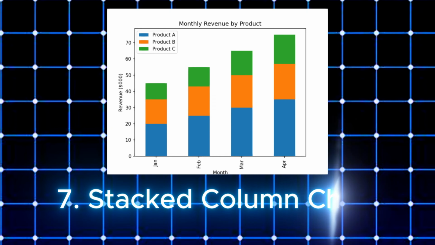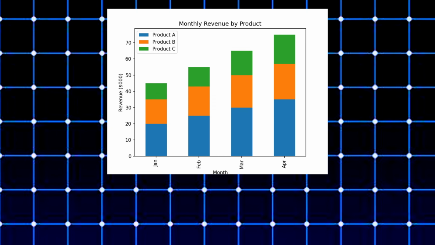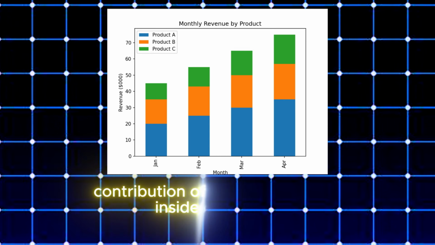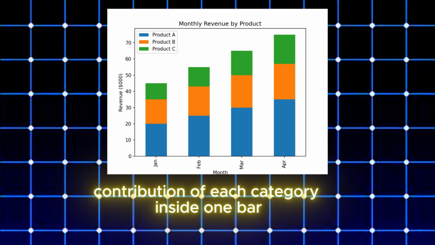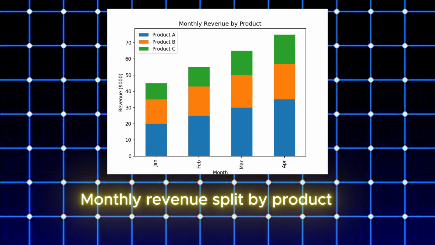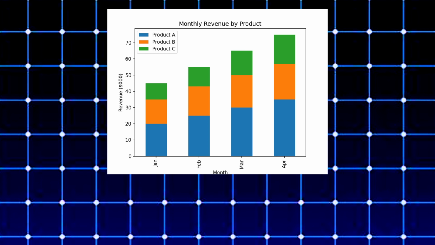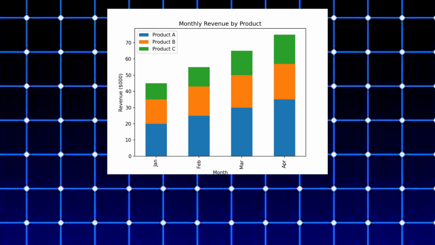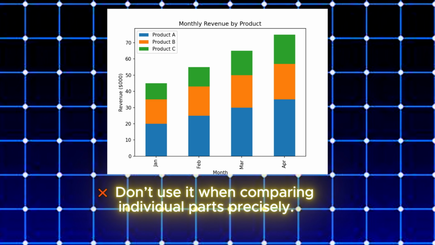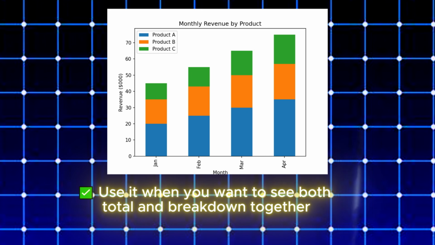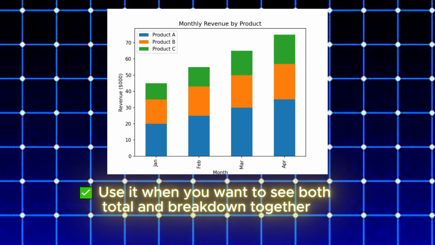Number 7, stacked column chart. A stacked column chart shows not just total but also contribution of each category inside one bar. Example, monthly revenue split by product. Bar height shows total, color shows share of each product. Don't use it when you are comparing individual parts precisely. Use it when you want to see both total and breakdown together.